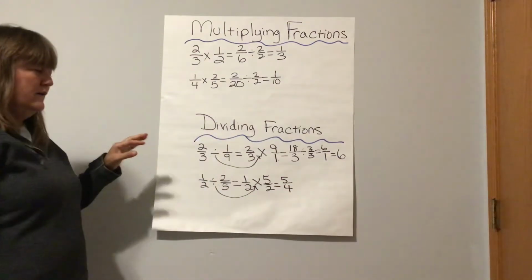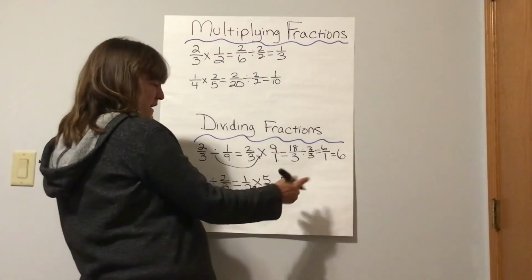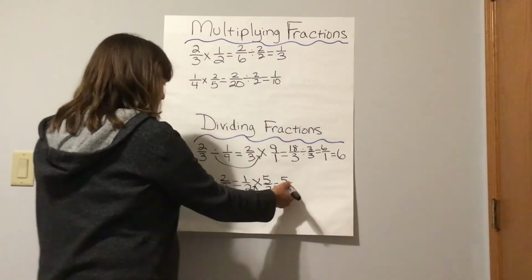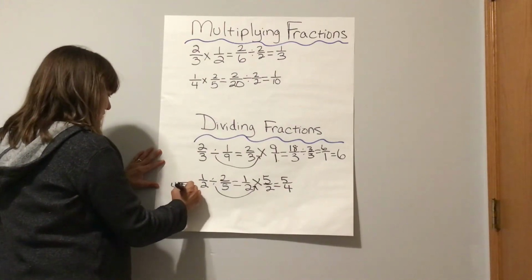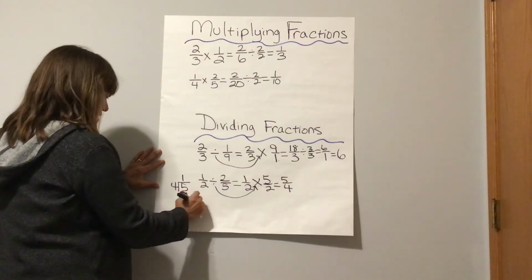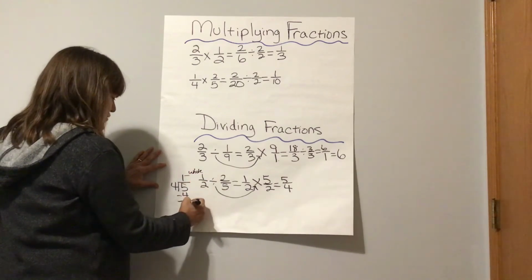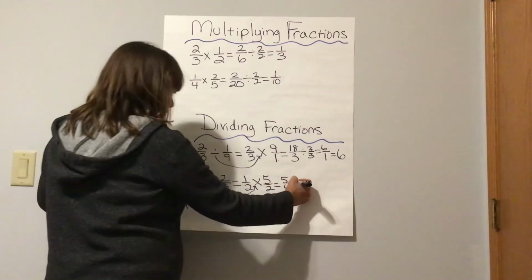Uh-oh. Now what do I do? This is an improper fraction. That's like saying I have 5 out of 4 pieces. So I need to take this and divide 4 into 5. 4 goes into 5 one time and subtract it. This will be my whole number, my numerator, and my denominator. So my answer would be 1 1/4.